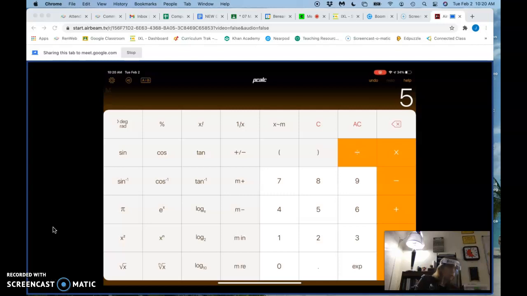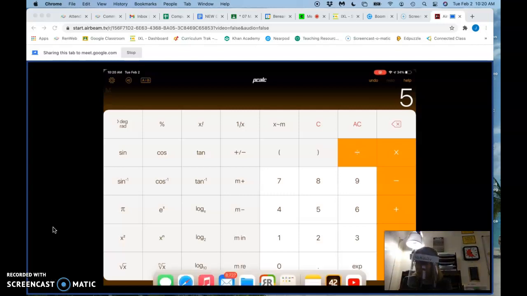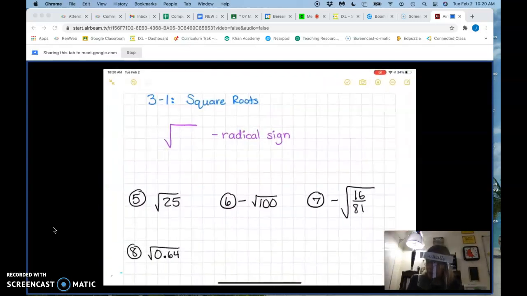What's number 8? I didn't get to write that number 8. Okay, I'll go back to it. So let's write 5 for number 5. Number 5 is 5. So the square root of 25 is 5. Okay, so let's look at number 6.